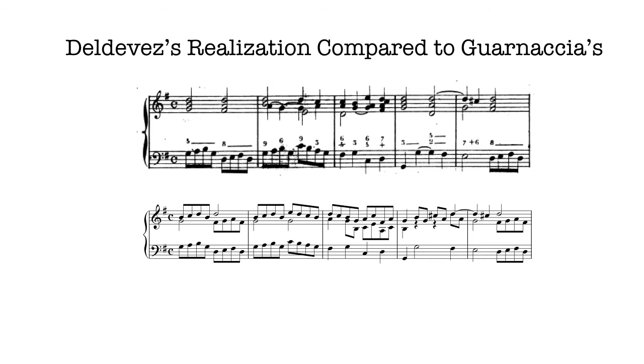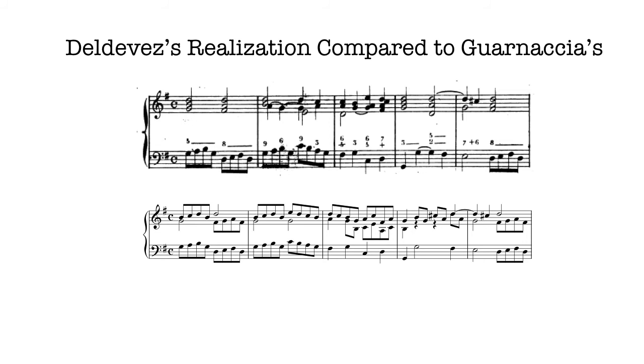Fenaroli had died in the early 19th century, but perhaps Guarnacha had been a student or a student of a student, or published someone else's realizations, but nonetheless they were probably in a direct line to Fenaroli.